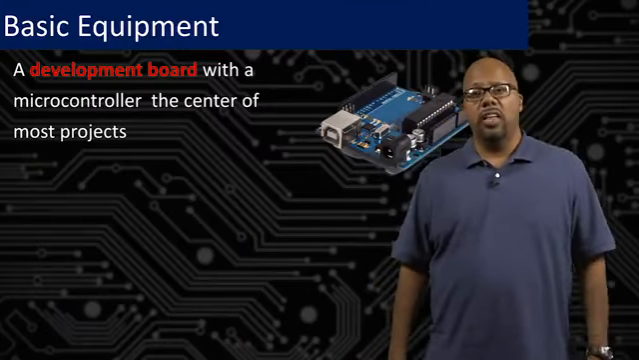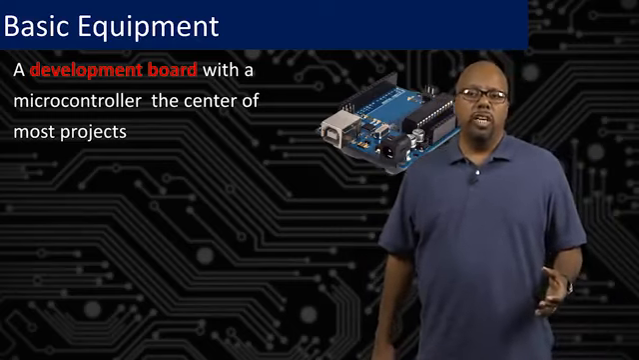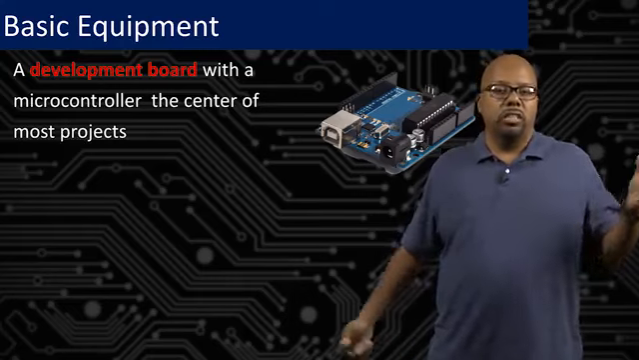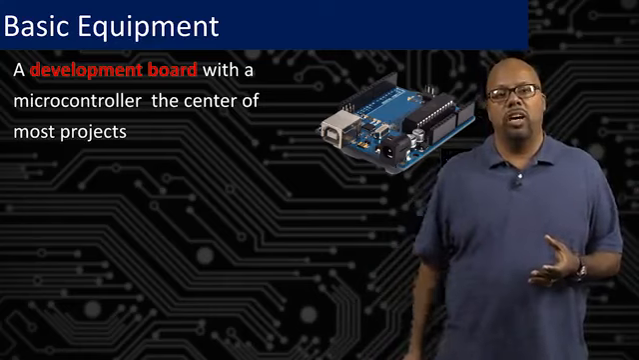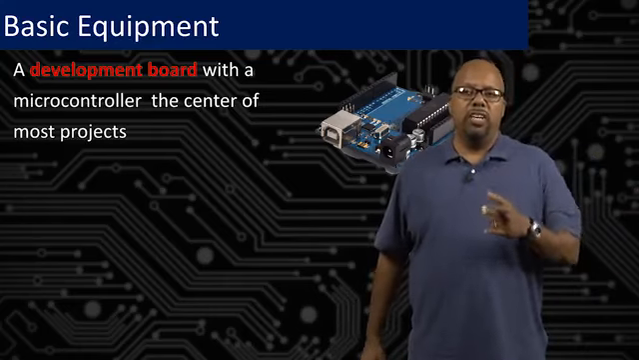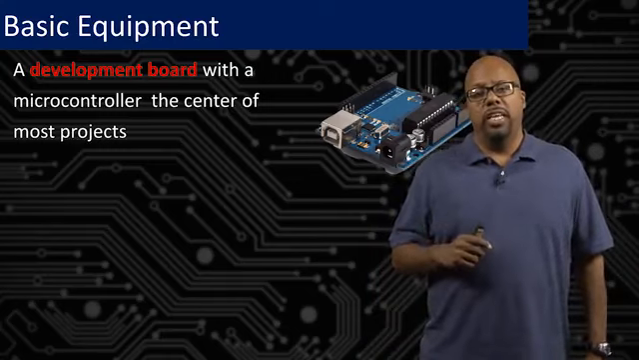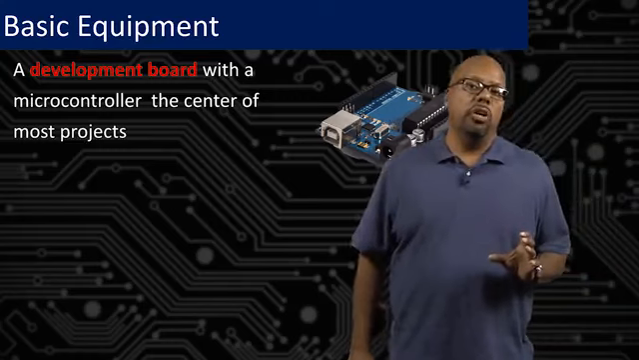So first, the main thing we're going to use is a development board of some kind. It's a board that has a microcontroller on it, which is, of course, the center of all these projects. The center of these systems is going to be some microcontroller with some code running on it. The picture that we have here is actually an Arduino board, and that black chip on the board is the microcontroller itself.